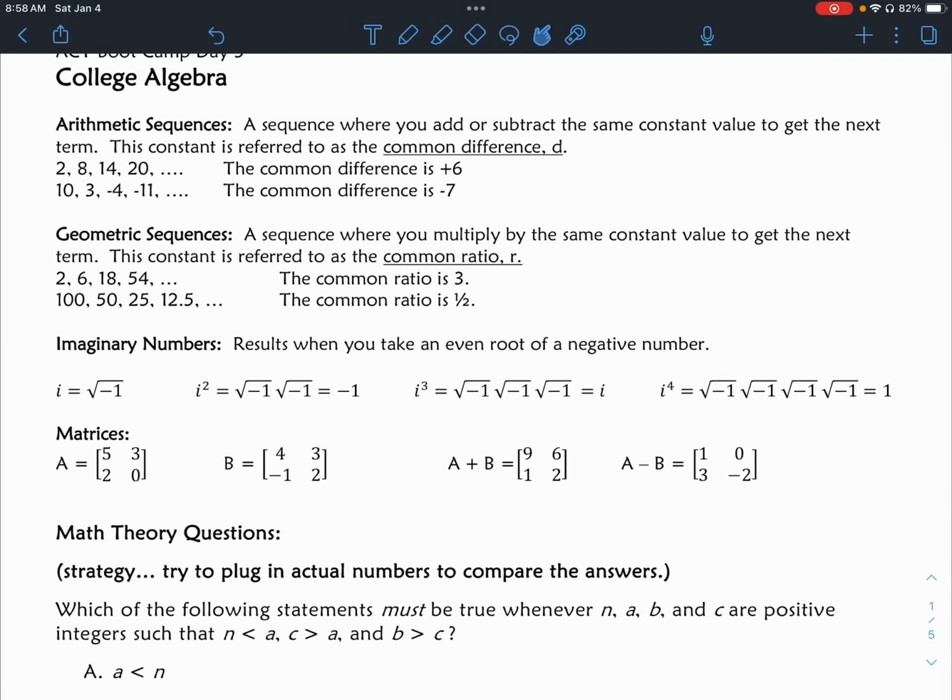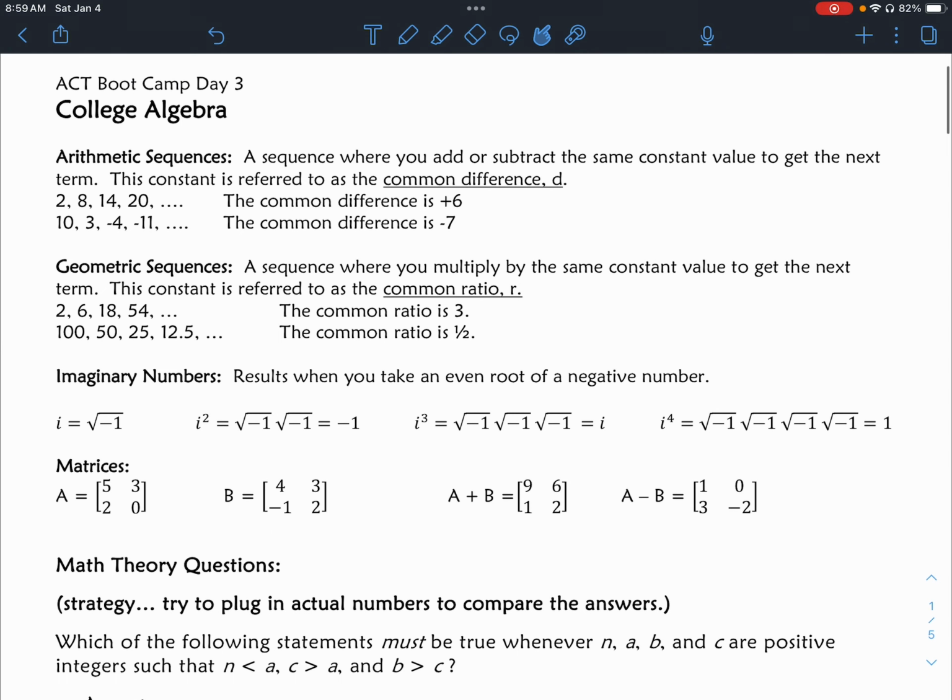Okay, hey folks, we are going to be looking today at some ACT College Algebra questions. These questions can be very, very challenging. Some of this you might have seen a little bit in Algebra 1. Some of this stuff comes from Algebra 2. Some of this stuff you haven't covered yet in Algebra 2. And there's some really challenging math theory questions here.